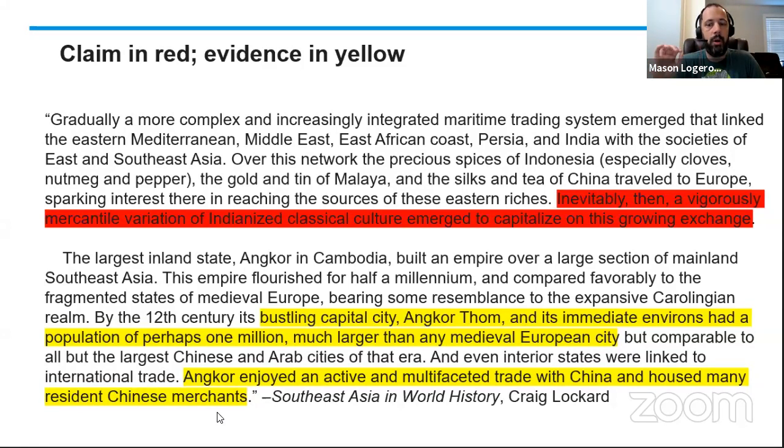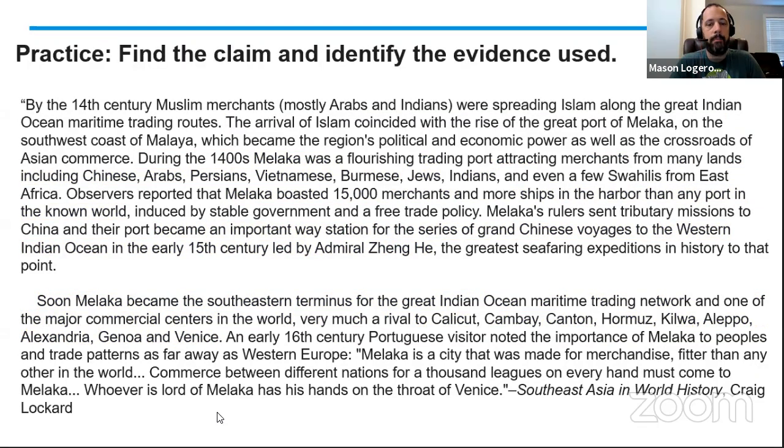All right. Hopefully that makes sense because you're about to try it on your own. So what I have for you is another excerpt from this book. What I'd like you to do is take about 5 minutes or so. I want you to read, and then I want you to either think in your head or write down what's the claim that this author's making, and then also what's the evidence that he's using.